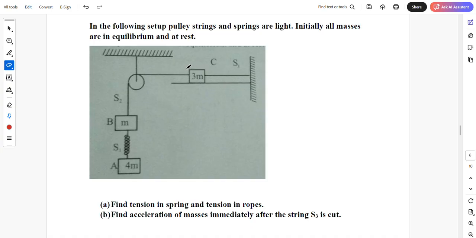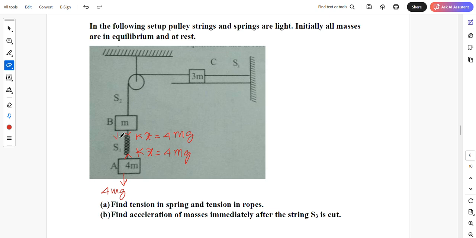In the following setup, all strings and springs are light. Initially, all masses are in equilibrium and at rest. Find the tension. Okay, just 4. First, write the weight 4 mg. I can write this as kx equal to 4 mg. Directly I can write, start from the end. Now this is kx equal to 4 mg.